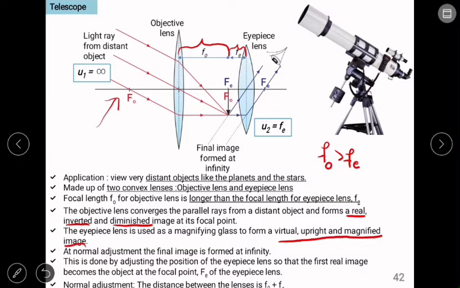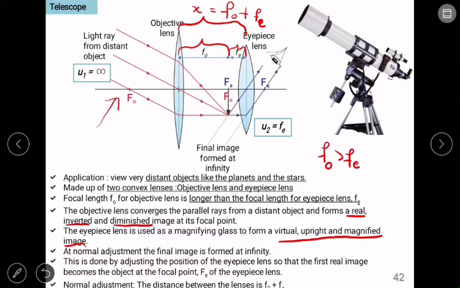Second thing that you need to look at here is the distance between our objective lens and our eyepiece lens, which is equal to FO plus FE. Alright? The distance here, I'm going to call it x. X is equal to FO plus FE. Alright. FO plus FE.